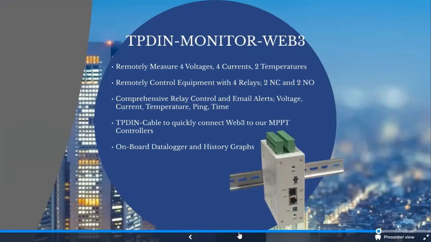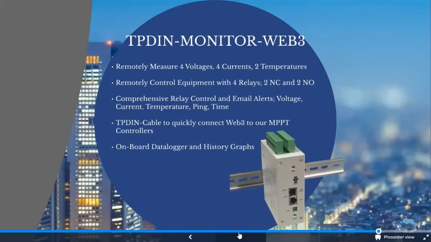So you have 4 relays that you can set up, 2 normally open, 2 normally closed. This allows you to reboot your equipment remotely. You can log in through web or SNMP. We have a free app that you can use or access through your desktop. We have 4 voltmeters, 4 current sensors, and 2 temperature sensors. You can also set up compound logistics.